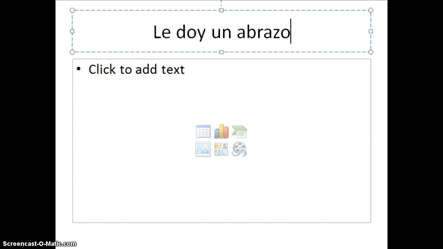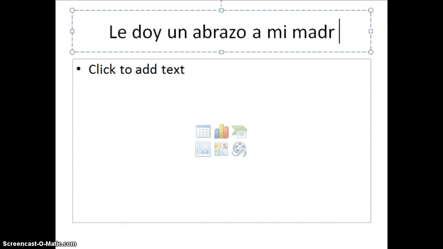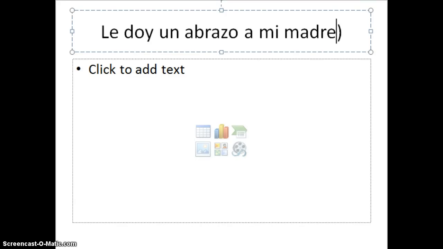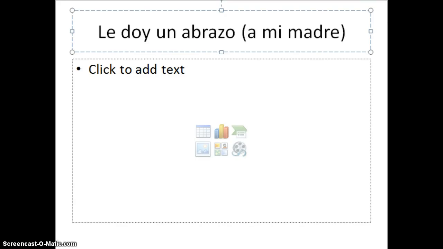So this sentence here says, I give a hug to him or her. So if we already know that we're talking about giving the hug to the mom, then we would use the le and we wouldn't need a mi madre. But if this is the first time we're talking about the mom, we would include a mi madre, but we would also include this le. Alright? Don't worry about that too much.